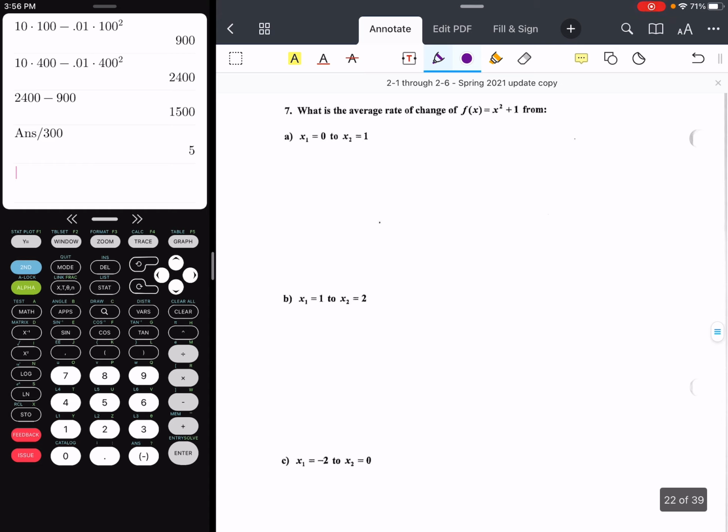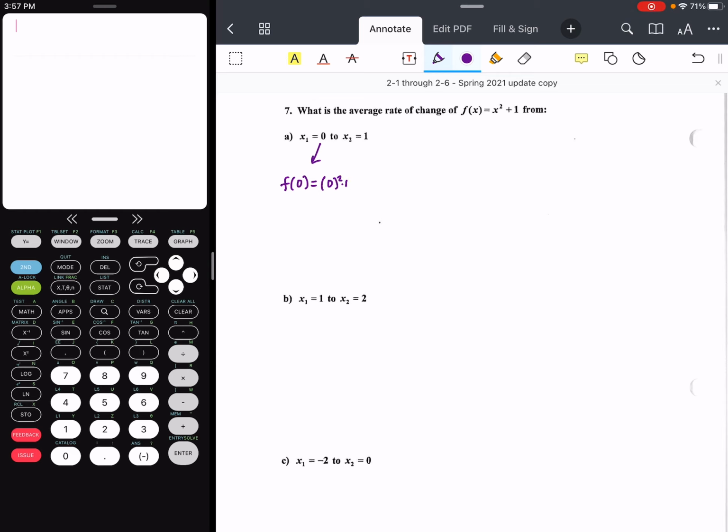All right, so what's the average rate of change of f of x equals x squared plus 1 from x sub 1 equals 0 to x sub 2 equals 1? The only new thing compared to a slope problem is if x equals 0, then we need to find our y value by plugging 0 into my function. So this would be 0 squared plus 1 equals 1. So I have the ordered pair 0, 1.